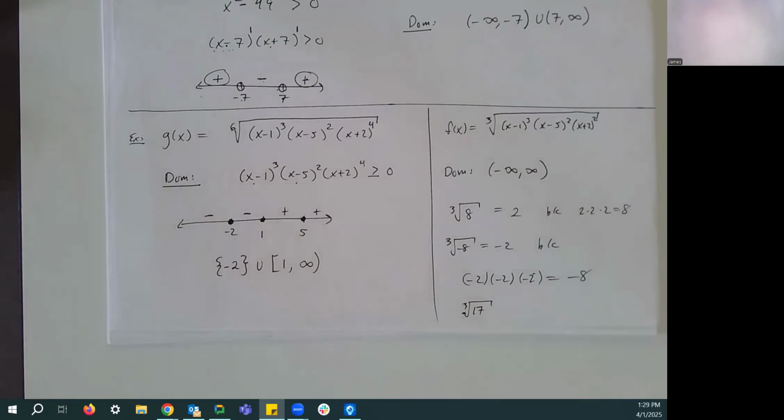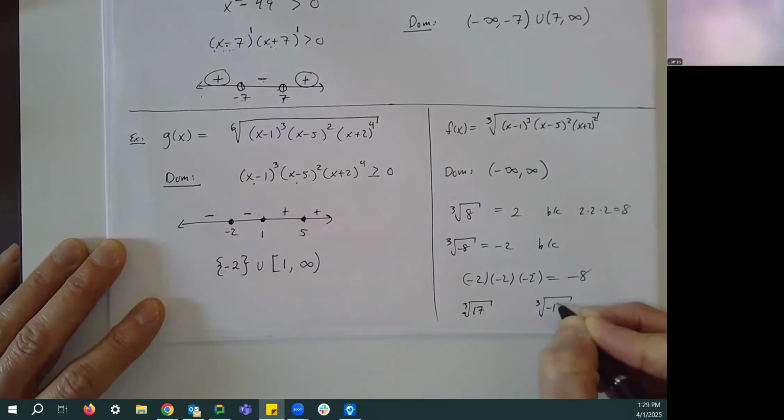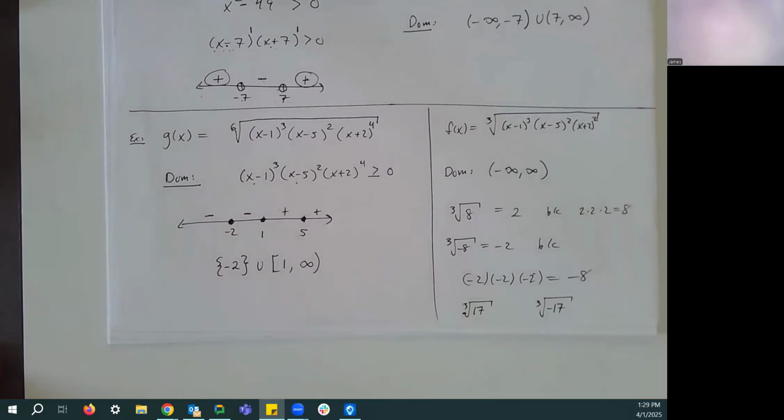So if the root is odd, then it's all the numbers, and if it's even, well, if the root's odd, there's no worries because you can take an odd root of a negative or a positive number. But if the root's even, we can't take square roots or even roots of negative numbers. I'll just point out the cube root of -17 also is a real number. I don't know what it is. It's -2 point something, but it is a thing that exists. It's just hard to express.